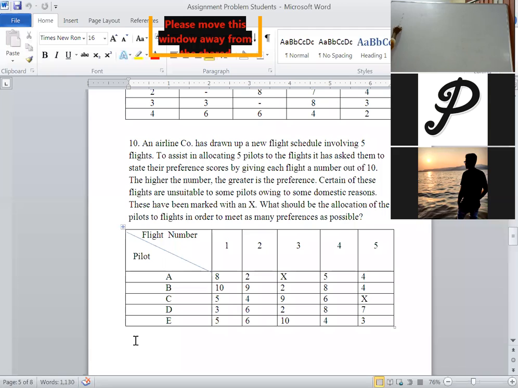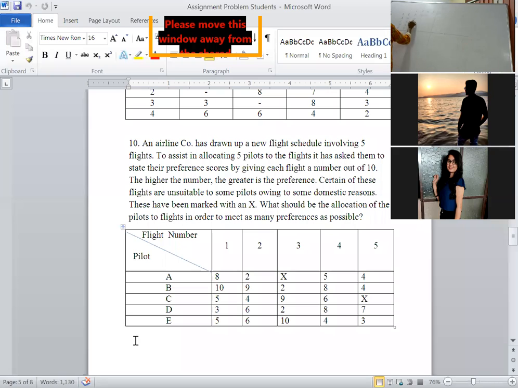Today we will complete the assignment problem. Are you practicing? Are students practicing? Because from the internet also you will get a number of problems. Are you practicing? Yes, ma'am.